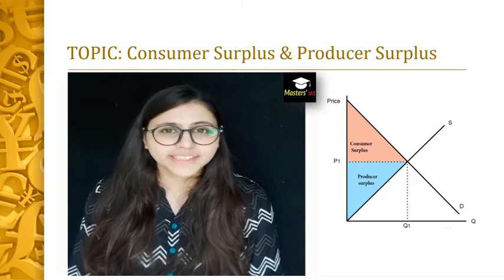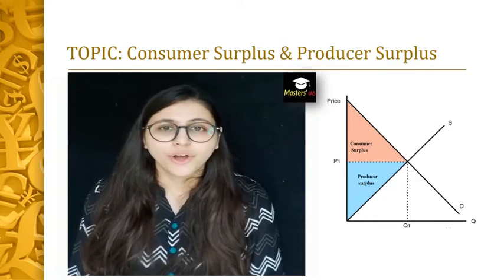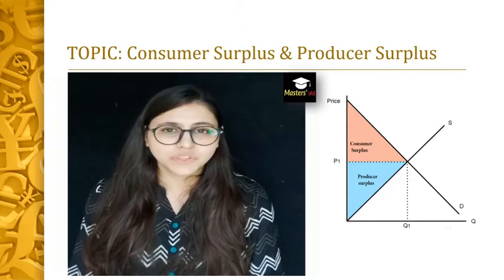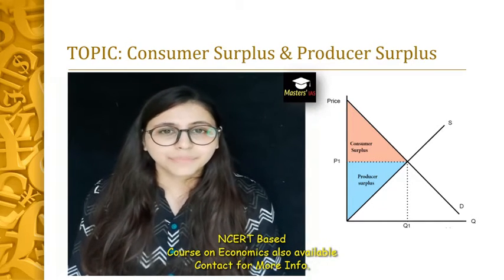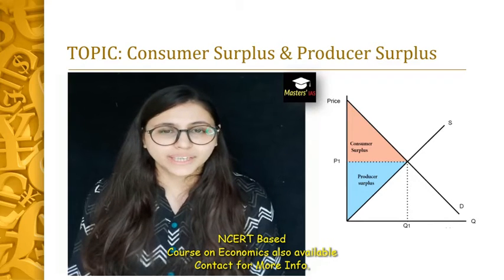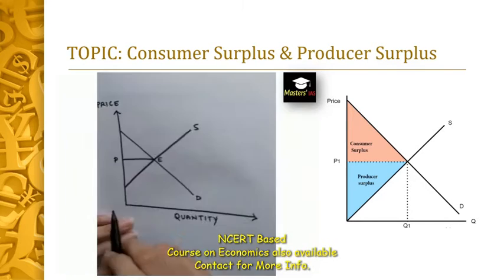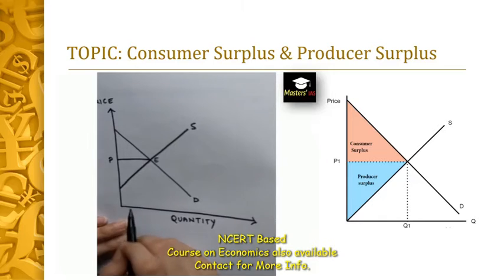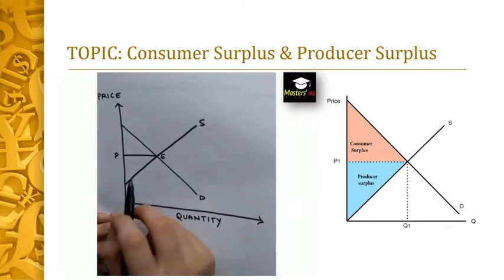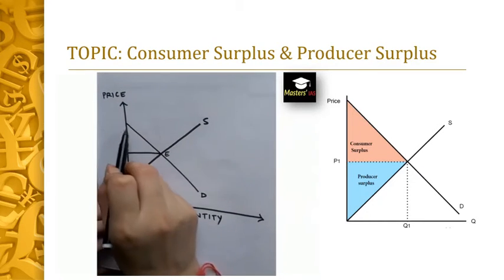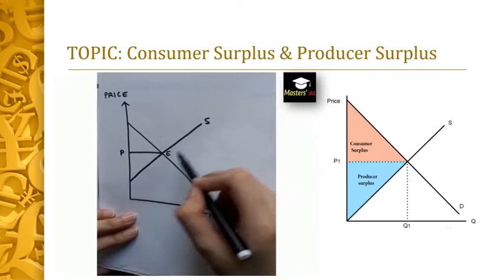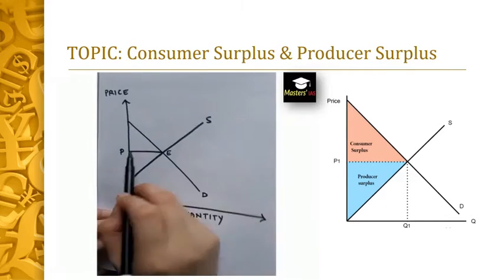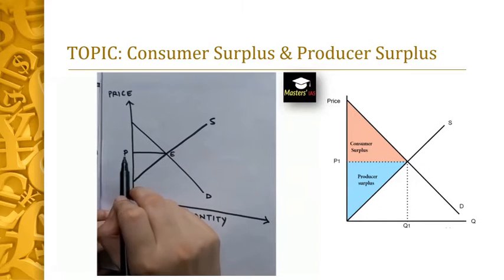As we have already discussed the concept of demand and the concept of supply, we can easily understand consumer and producer surplus too with the help of demand and supply curves. So now we'll understand this with the help of a graph also. This is our demand curve which is sloping downwards, and this is a supply curve which is sloping upwards, and this is the market determined price.